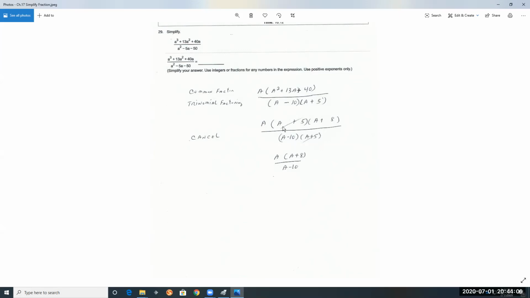Now that we've factored both the numerator and denominator completely, we see a pair of like factors, a plus 5, so they cancel, and are left with the answer in factored form of a times a plus 8 over a minus 10.